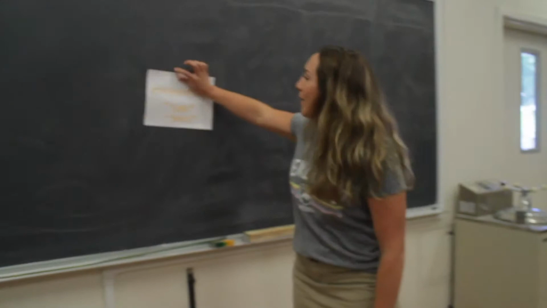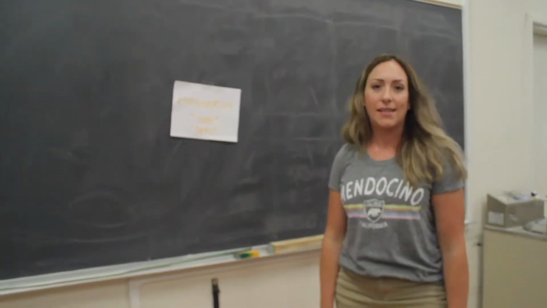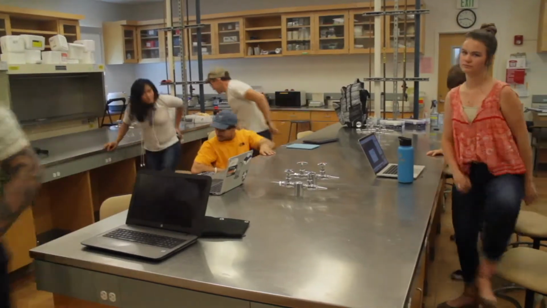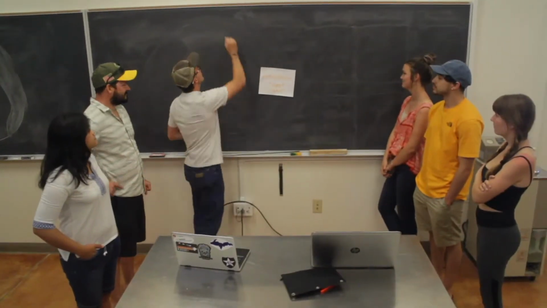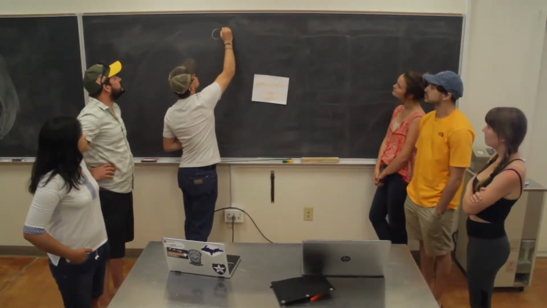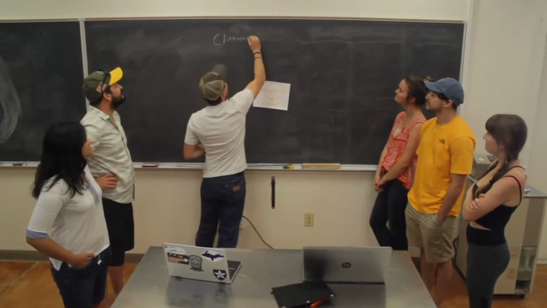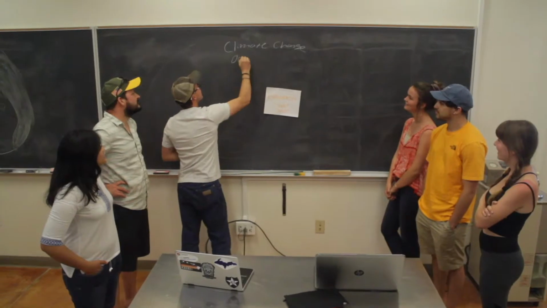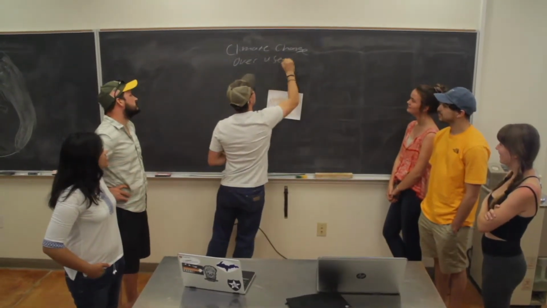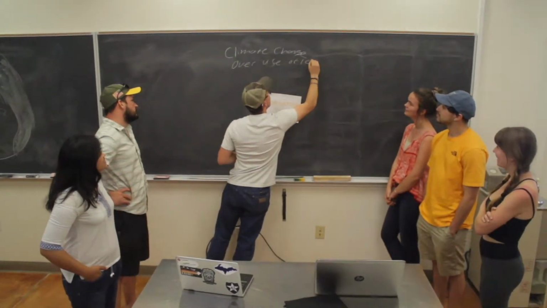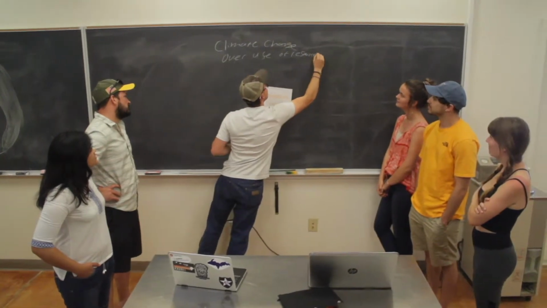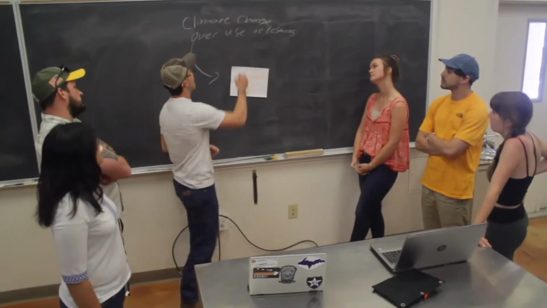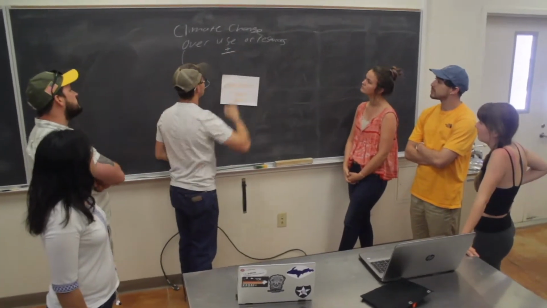Discussion where we talk about biodiversity in time and space. All right, everybody, so we got problems of climate change, overuse of resources. And now we have something called biodiversity. All right, let's talk about some positives that biodiversity can give us.